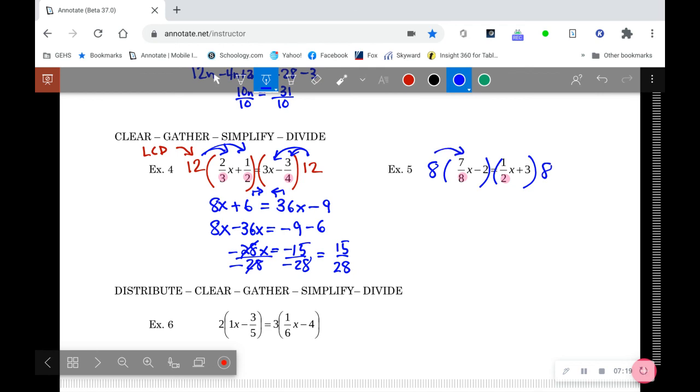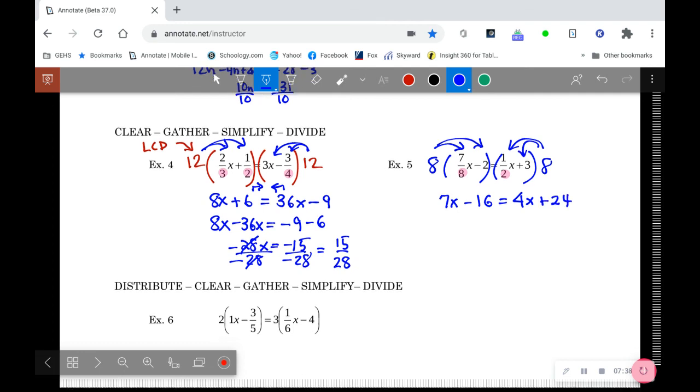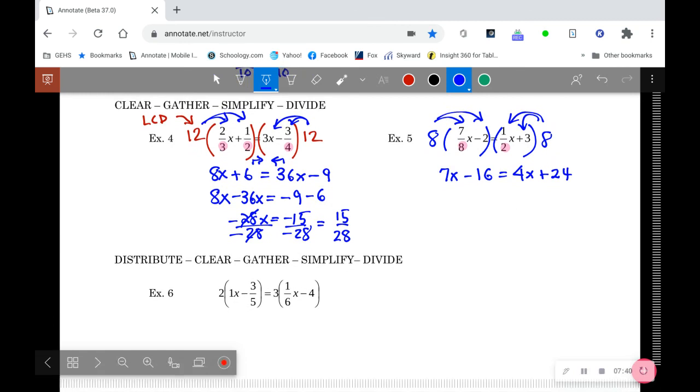Okay, we'll first multiply here. 8 divided by 8 would cancel off and leave 7x. 8 times negative 2. Then you have half of 8. Don't forget the x. And then plus 8 times 3. And you see that we cleared the fractions out by doing that.